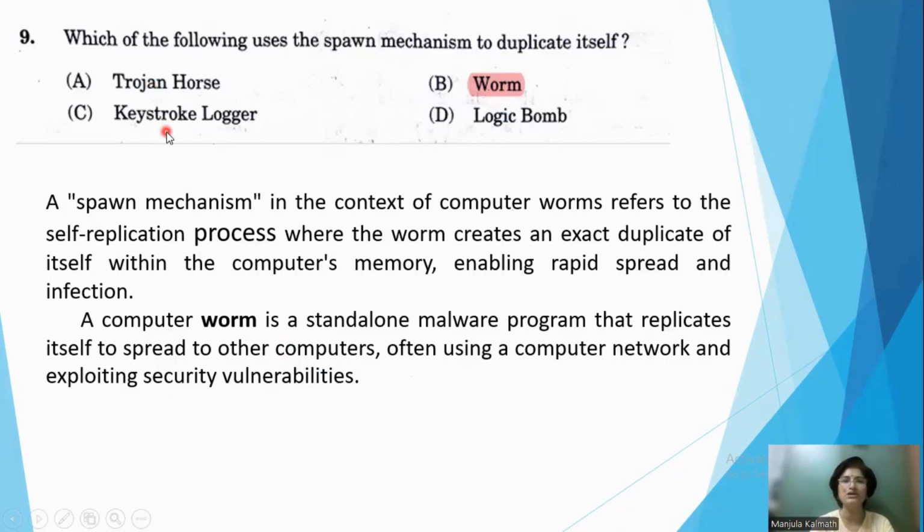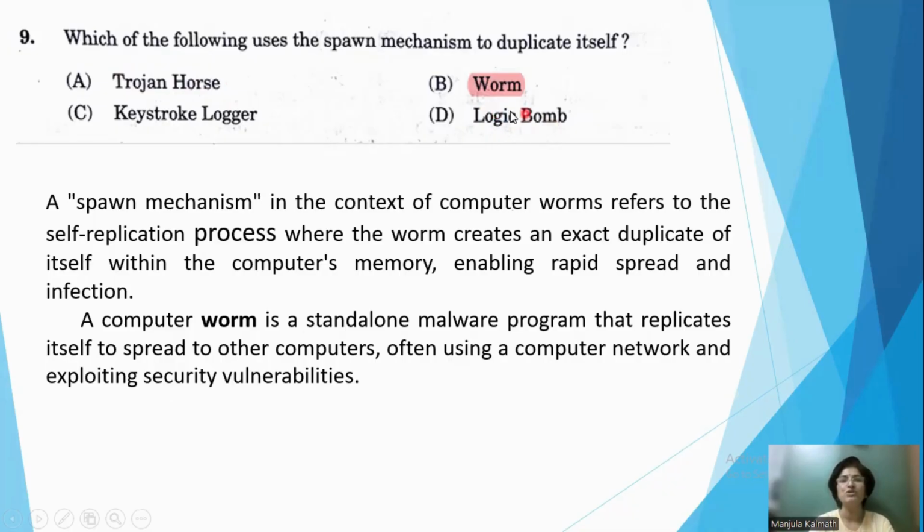And here we have the other options: Trojan horse, keystroke logger, and logic bomb. Trojan horse means that when we install some software from the internet, we feel it is a very useful software, so we download and install it. Once we install that software, it will keep quiet for a certain time and after that it will start its work. For the user, it feels like a very useful, legitimate program, but the intention of the program is very bad. That is a Trojan horse.